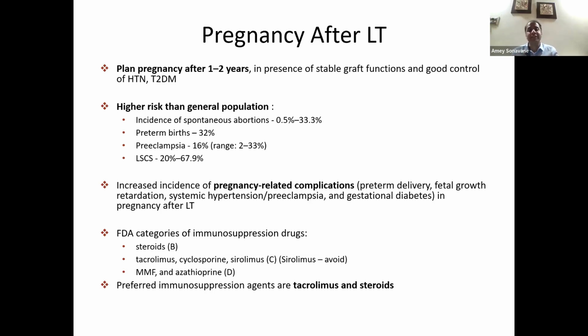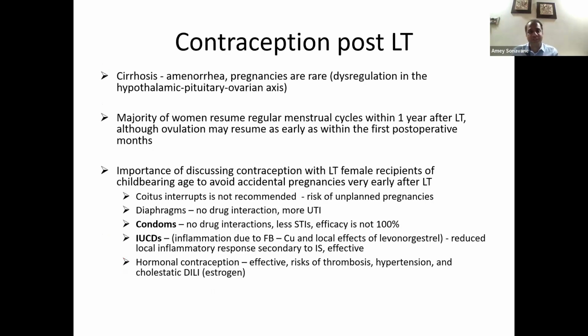But once they receive a transplantation, the fertility comes back. In fact, the ovulation may come back in the first month post-transplantation. But these patients, as compared to the general population, have a higher incidence of preterm births, preeclampsia, more chance of getting a cesarean section, and more incidence of spontaneous abortions.